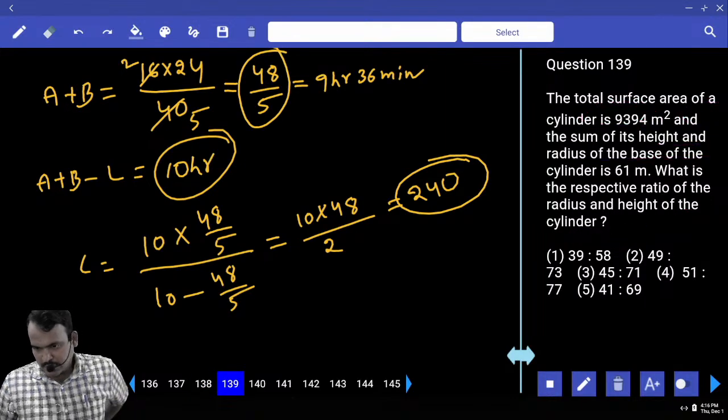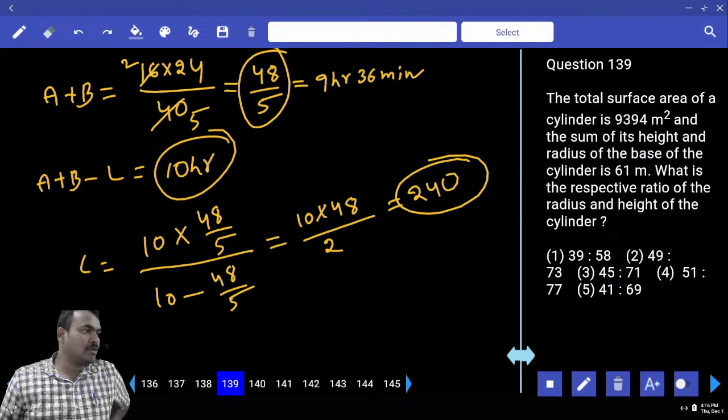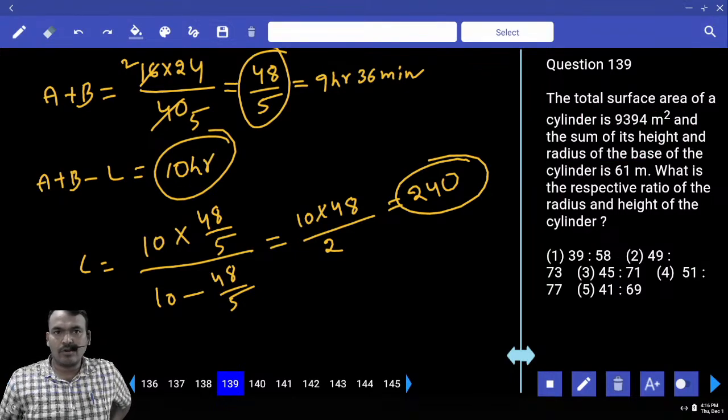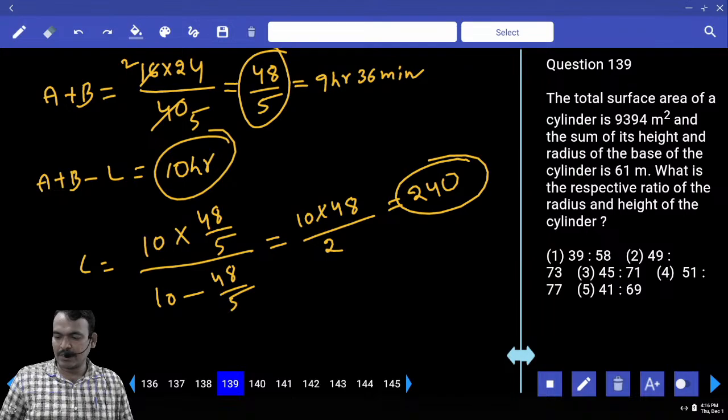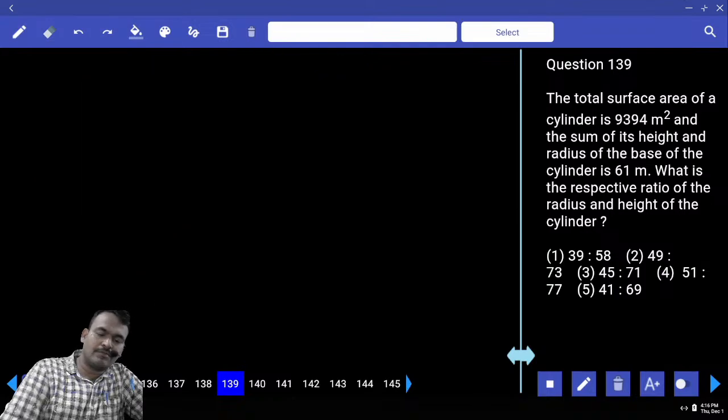Next, 139. The total surface area of the cylinder is 9394 meter square, and the sum of its height and radius of the base of the cylinder is 61. What is the respective ratio of the radius and height of the cylinder? First, what is the total surface area formula? 2 pi r into h plus r.